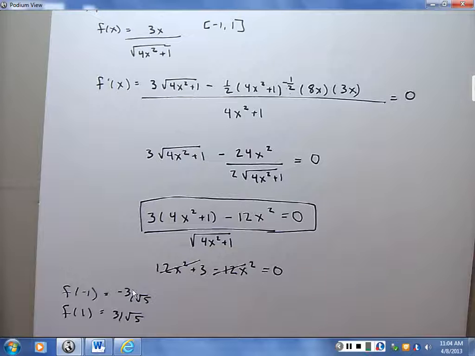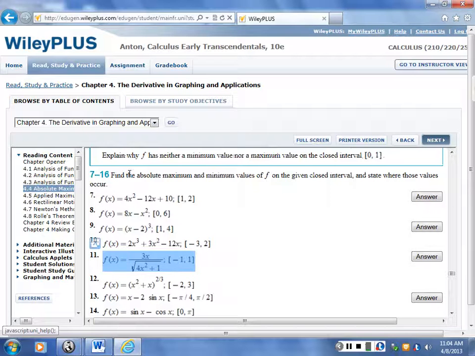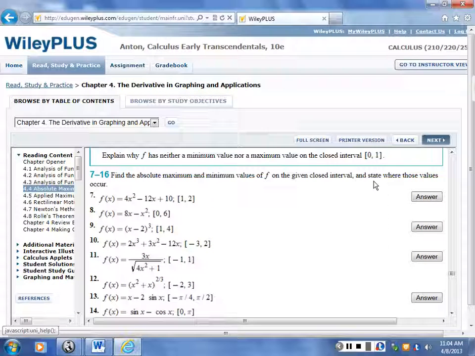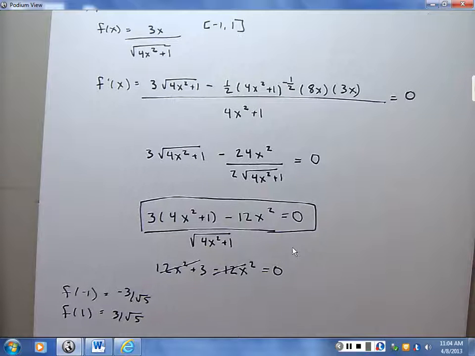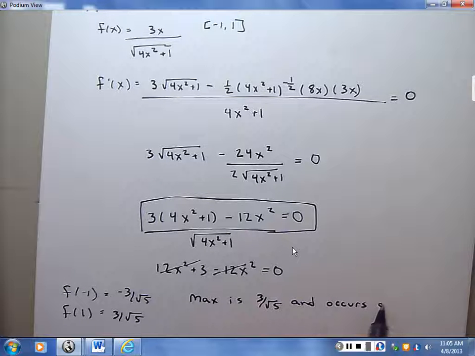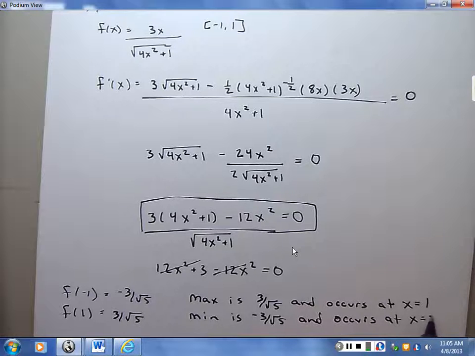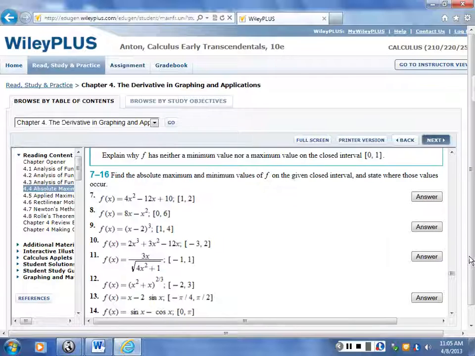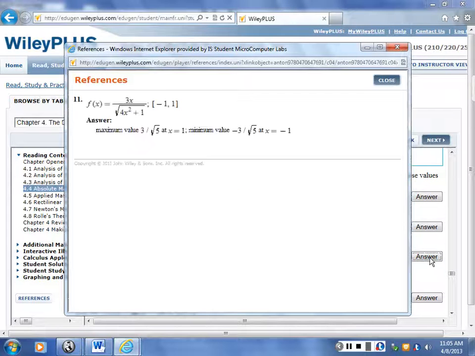What was the question? Find the absolute maximum and minimum values of the function on the given closed interval and state where those values occur. So the maximum is 3 over square root of 5, and that occurs at x equals 1, and the minimum is minus 3 over square root of 5, and that occurs at x equals minus 1. So if we verify that, that's what they want.